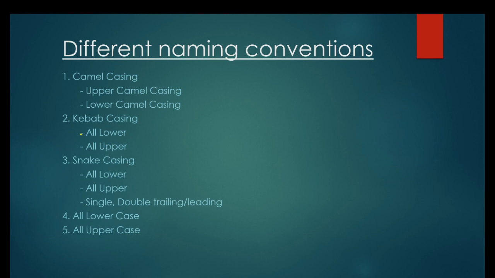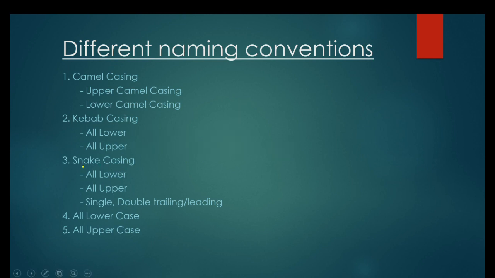Now let's see kebab casing. Okay, what is kebab casing? Kebab casing is divided into two parts, all lower and all upper. When we join two words using a hyphen, then it is known as kebab casing. So let's see the first case, all lower kebab casing. What is all lower kebab case? You can see here all the words are joined using a hyphen. Then we'll talk about all upper kebab casing. So this is all upper kebab case. All the words are in uppercase and they are joined using the hyphen.